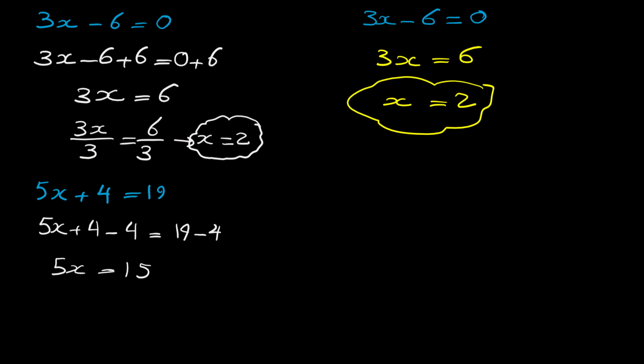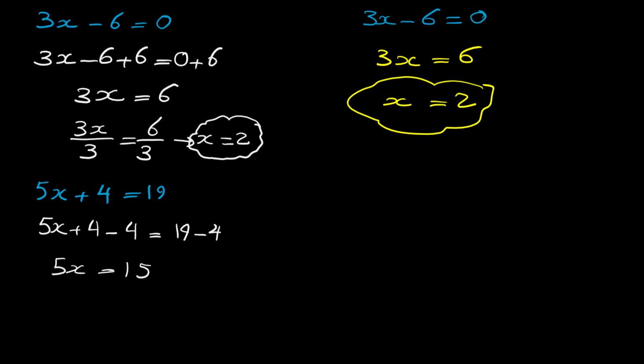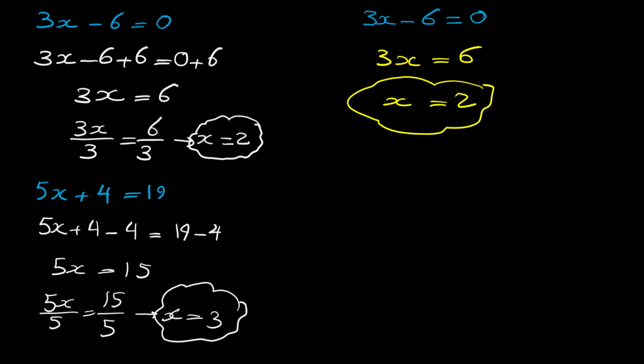But if you want to follow same procedure as here, same process, for finding x, we say we divide both sides by 5, so 5x over 5 is 15 over 5. 5 with 5 cancels, x is 15 over 5 is 3. Now let's do this example with the other method.